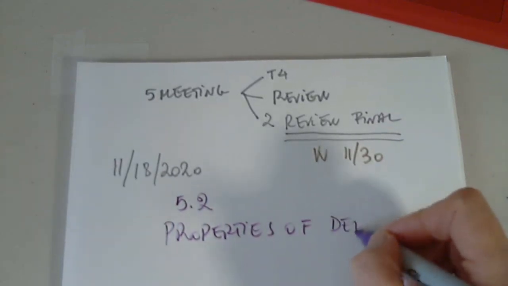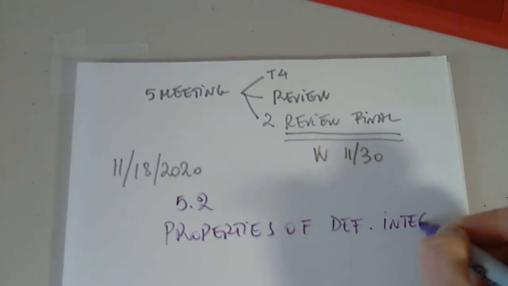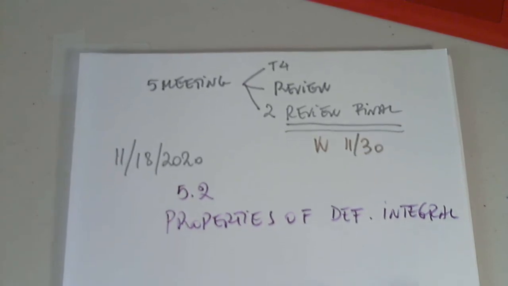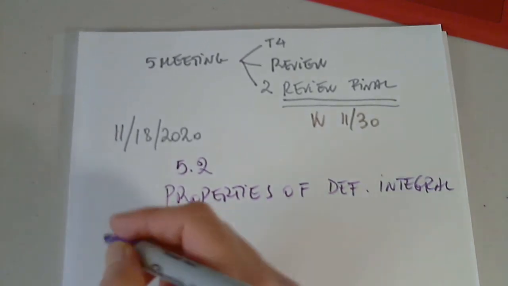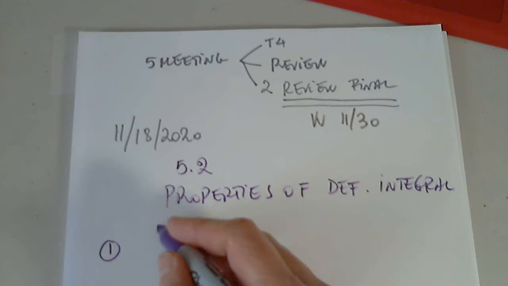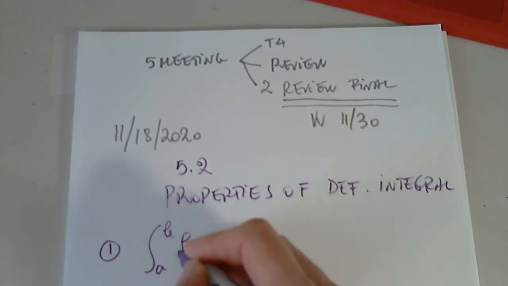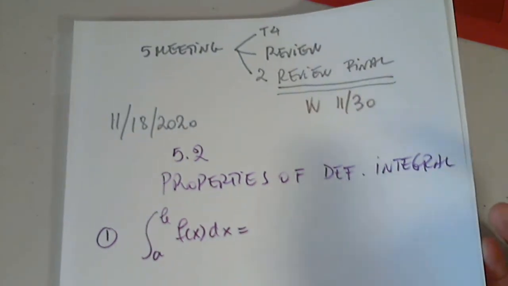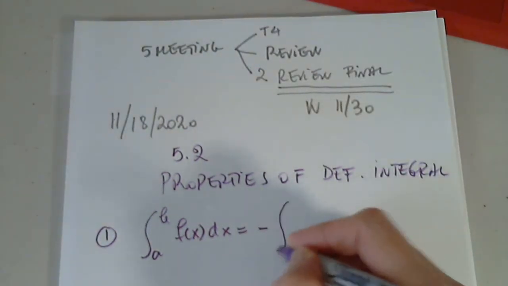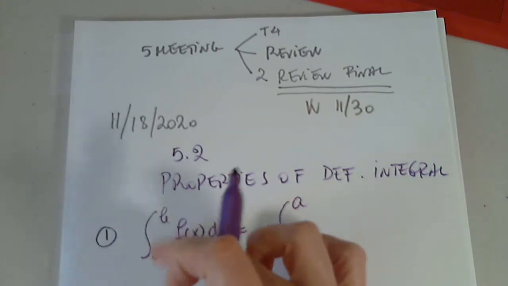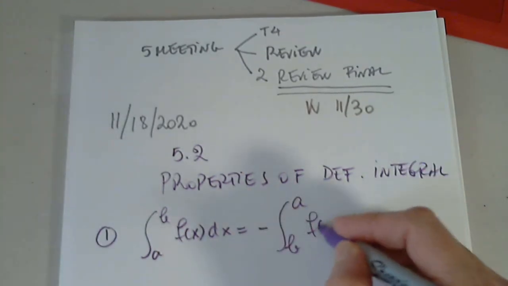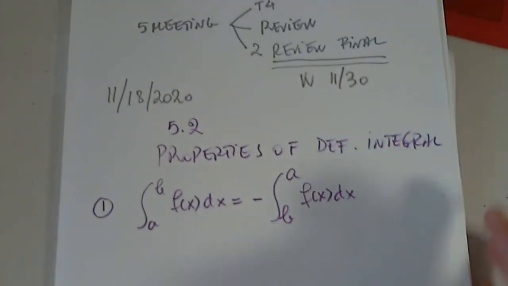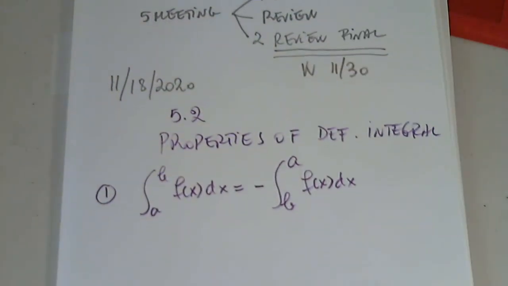Of the definite integral. Okay, here is one property. The integral from a to b of f of x dx can be replaced by the opposite of the integral from b to a, reversing the limits of integration, of f of x dx. Sometimes we apply this property.